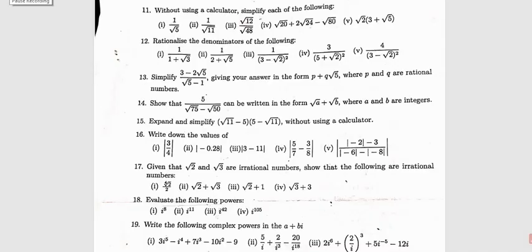Alright, we can proceed now to question number 11. Without using a calculator, simplify each of the following. Okay, so we have the following numbers where we have number 1, it is 1 over root of 5. So how do we solve this?